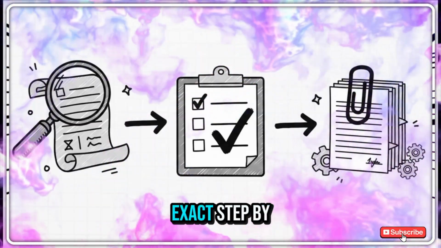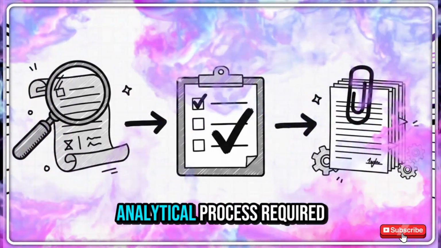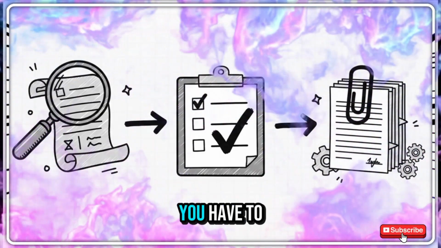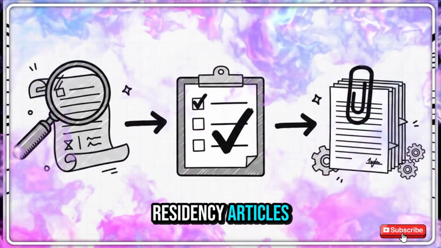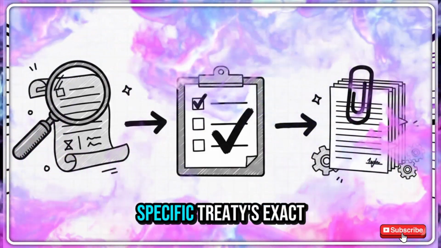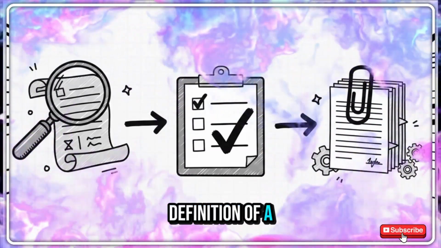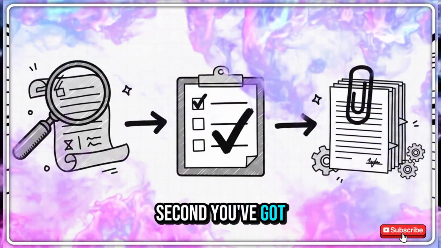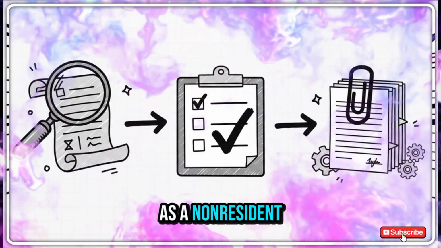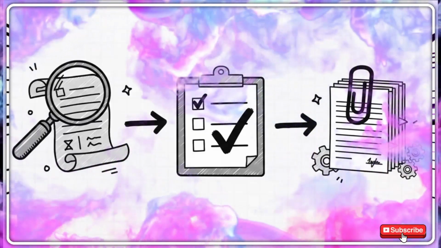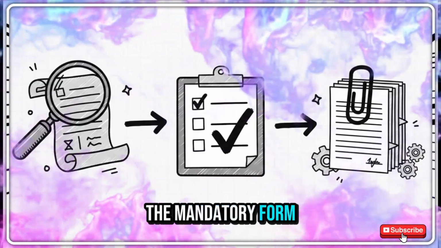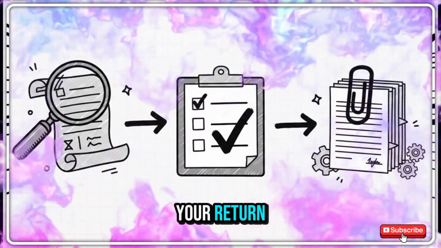So what's the exact step-by-step analytical process required when you're executing this tiebreaker claim? First off, you have to evaluate the specific residency articles of the unique treaty you're looking at. Does the individual actually meet that specific treaty's exact definition of a resident? Second, you've got to determine if that categorization legally allows them to be treated as a non-resident for domestic tax purposes. Finally, if those strict conditions are met, you must attach the mandatory Form 8833 disclosures to your return.